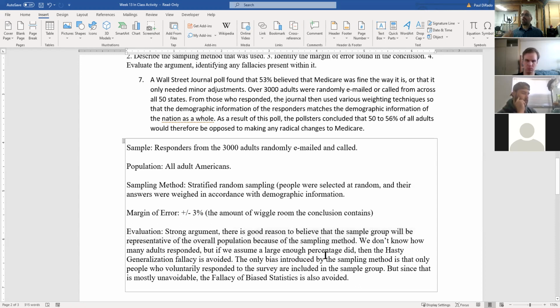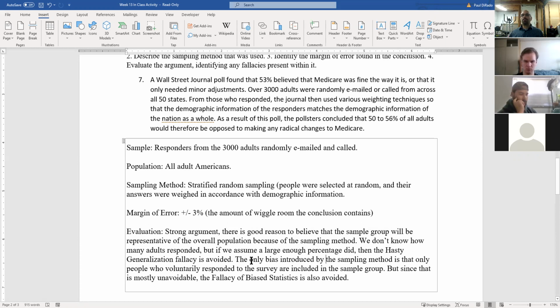Explain your work, talk your way through why both of the fallacies have been avoided. We don't know exactly how many people responded from these 3,000, but if we assume it's a large enough percentage of them, maybe 500, if you're using stratified randomness that might even be enough to get useful data. But if we assume it's large enough, we're avoiding the hasty generalization fallacy.